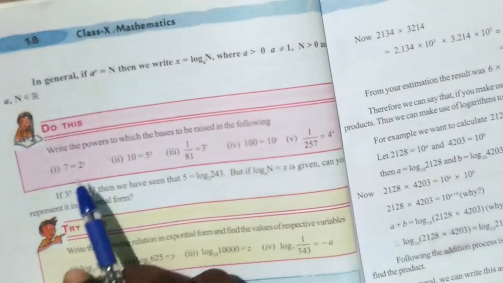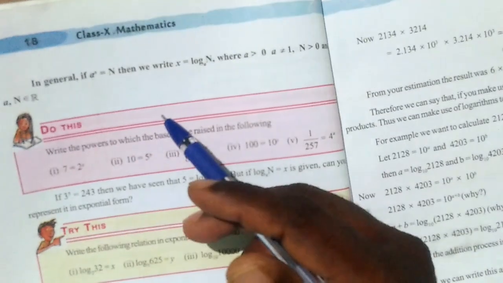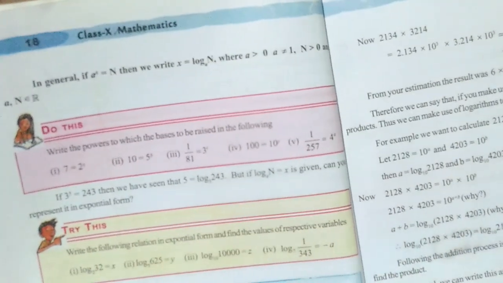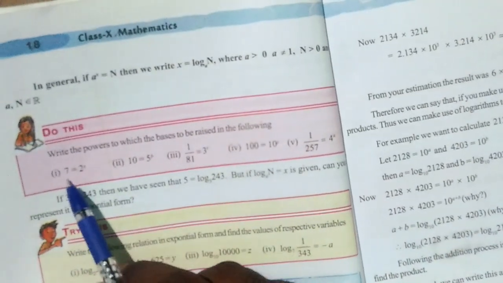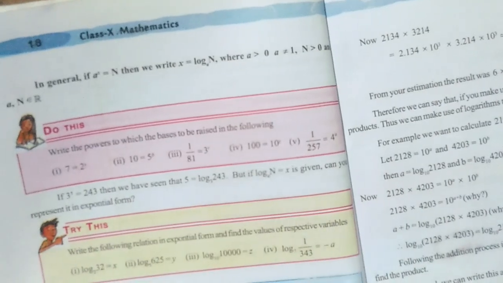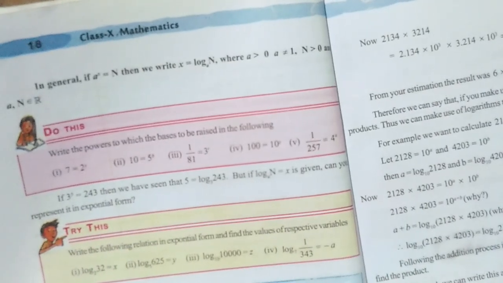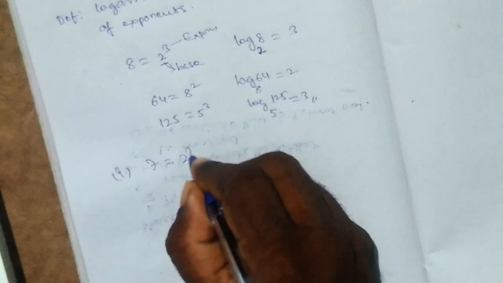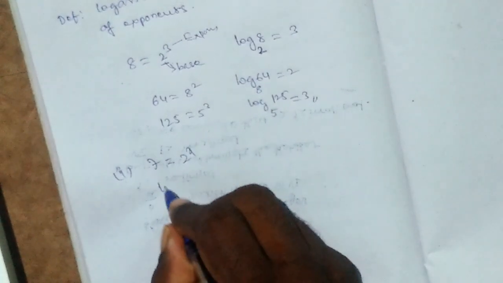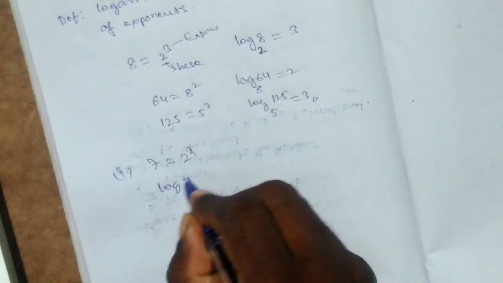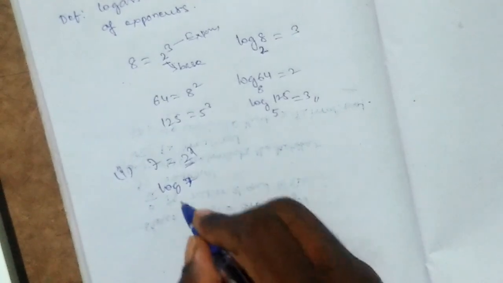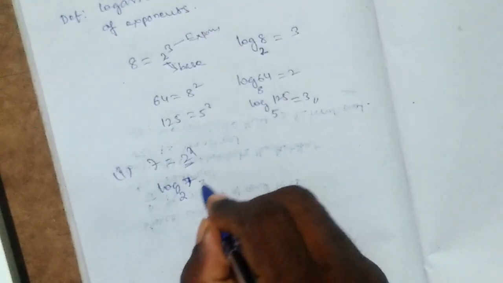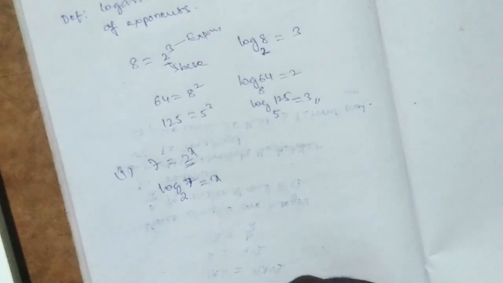So now I am going to convert these exponents into logarithm forms. First one: 7 is equal to 2 to the power of x. So log 7 base 2, write the base down, is equal to x. So it is the logarithm form of the given exponent.